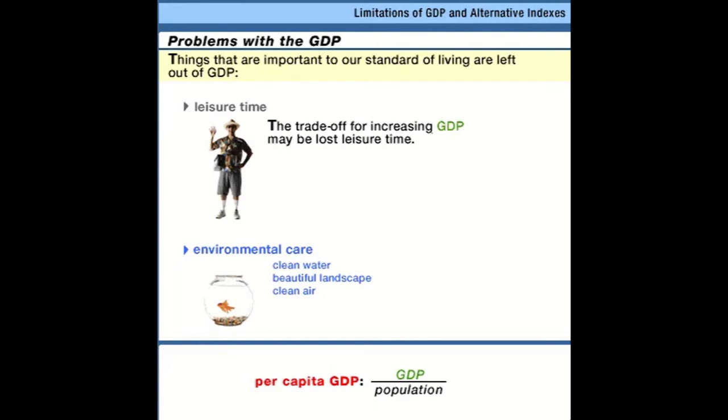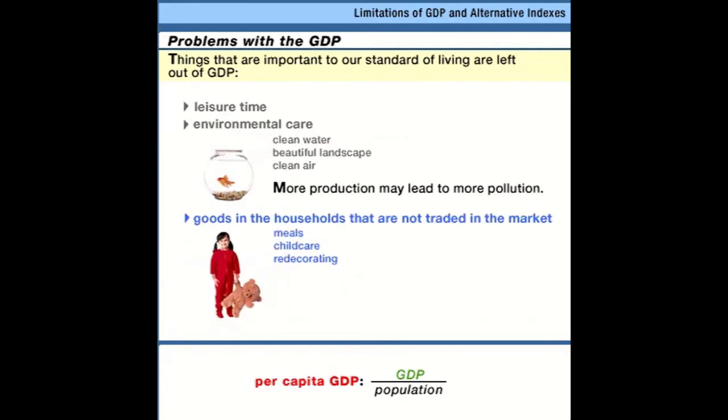The third question is about goods that are not traded in markets. What about child care? What about production in the household? What about meals put on the table and redecoration of houses and things like that through effort that occurs at home. Well, all of these things make our life better, and yet they don't show up directly in the gross domestic product because they're not traded in markets. Another concern is the quality of products. Think about television sets today compared to television sets 40 years ago.